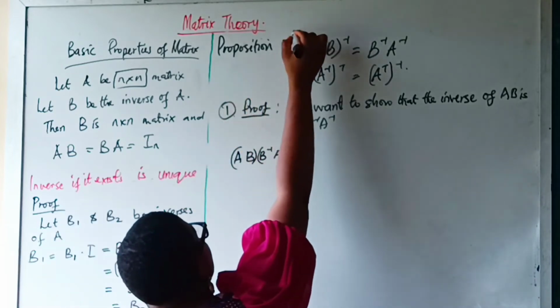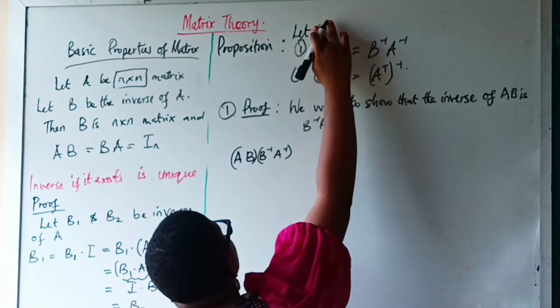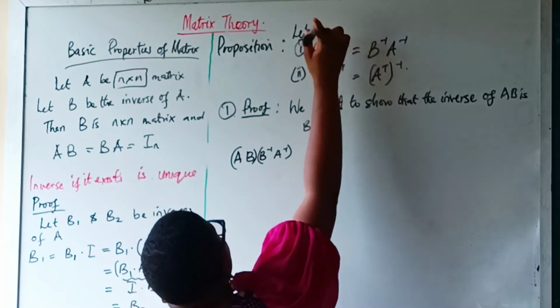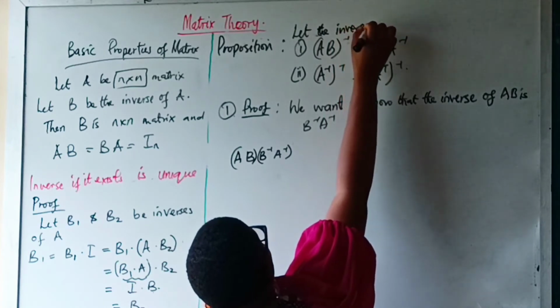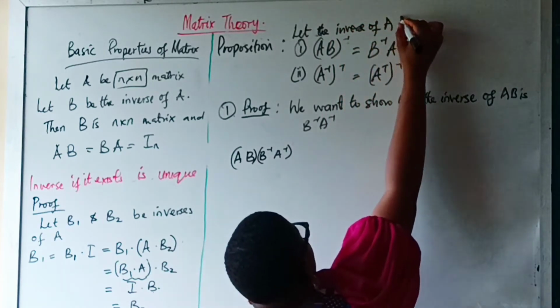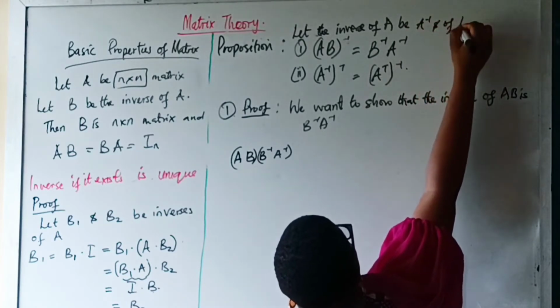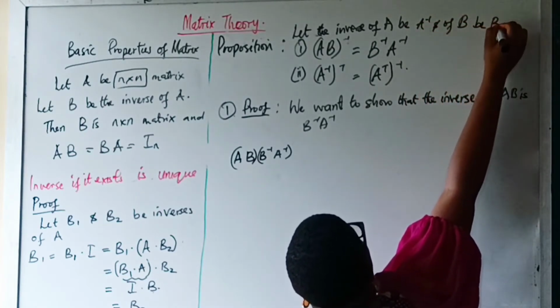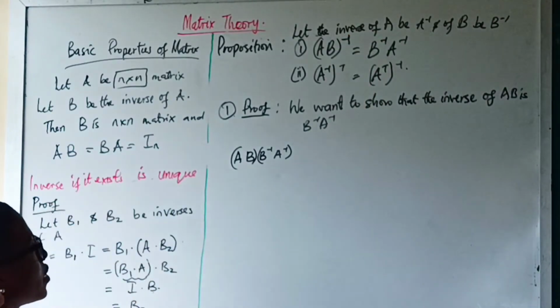Sorry, the proposition is not complete. Let the inverse of A be A inverse and of B be B inverse. Now we can show this.